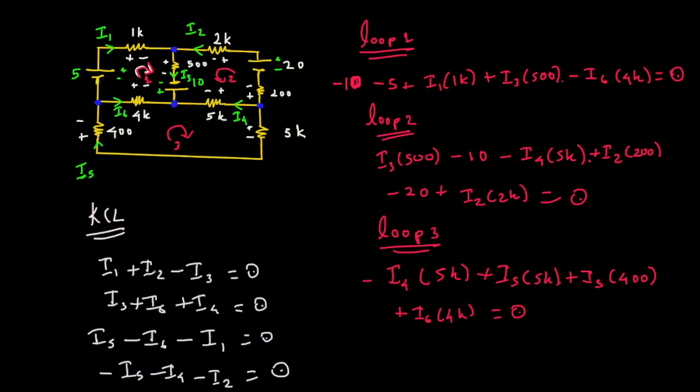So here 3 equations from KVL, 4 equations from KCL. Here we have 6 unknowns. So totally we have 6 unknowns and 7 equations. So we can find them. After this it's all math. You have to play around with these equations and find each current value.